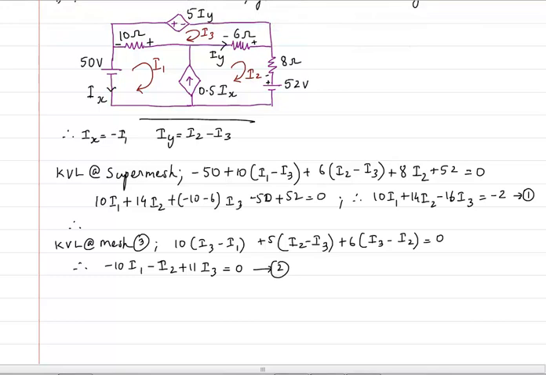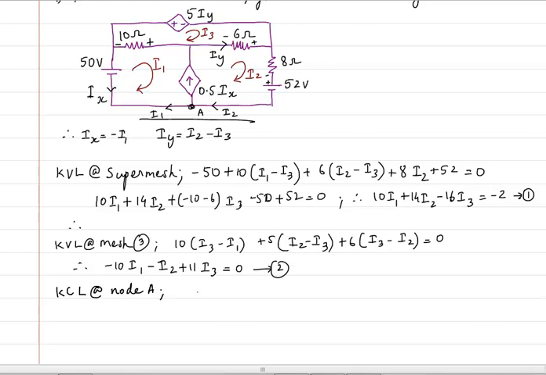So I will use the bottom one, and I will name this node A. Here the current is I2, here the current is I1, and here it is 0.5 Ix, where Ix is already given by this equation. So I will use that. Okay, so I will write KCL at node A.